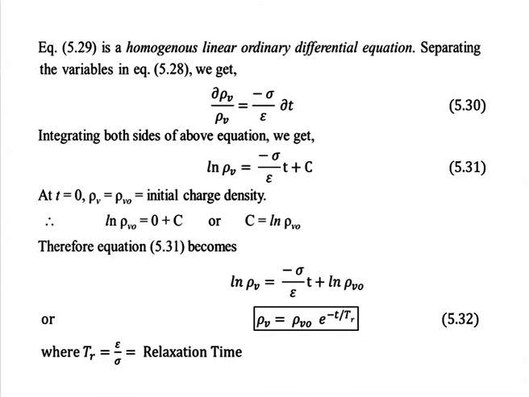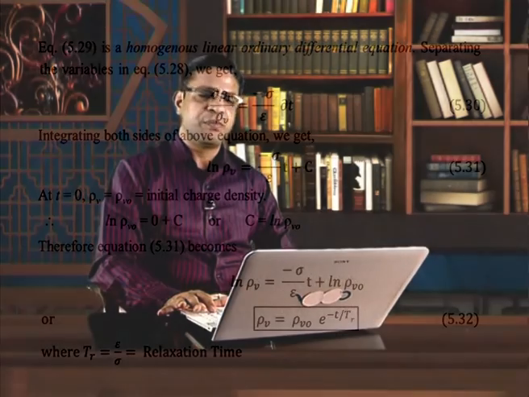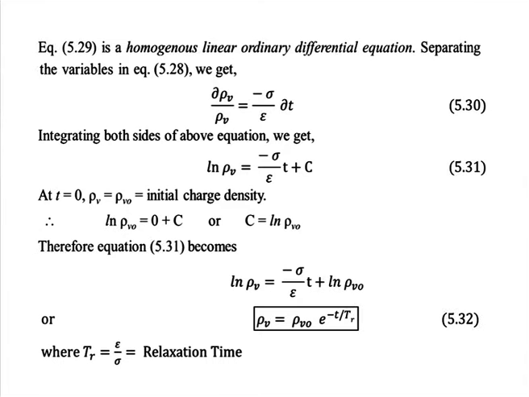This is a homogeneous linear ordinary differential equation which can be solved by separation of variables, and on doing that we get del rho v by rho v is equal to minus conductivity upon permittivity into del t. If we integrate both sides of the above equation, we get equation 5.31, where we get a constant. To find the constant, we have to apply the boundary conditions. The boundary condition that would be applied is at t equal to 0, rho v is equal to rho v naught, the initial charge density, and from that we find the value of the constant c, which comes out to be the ln of rho v naught.